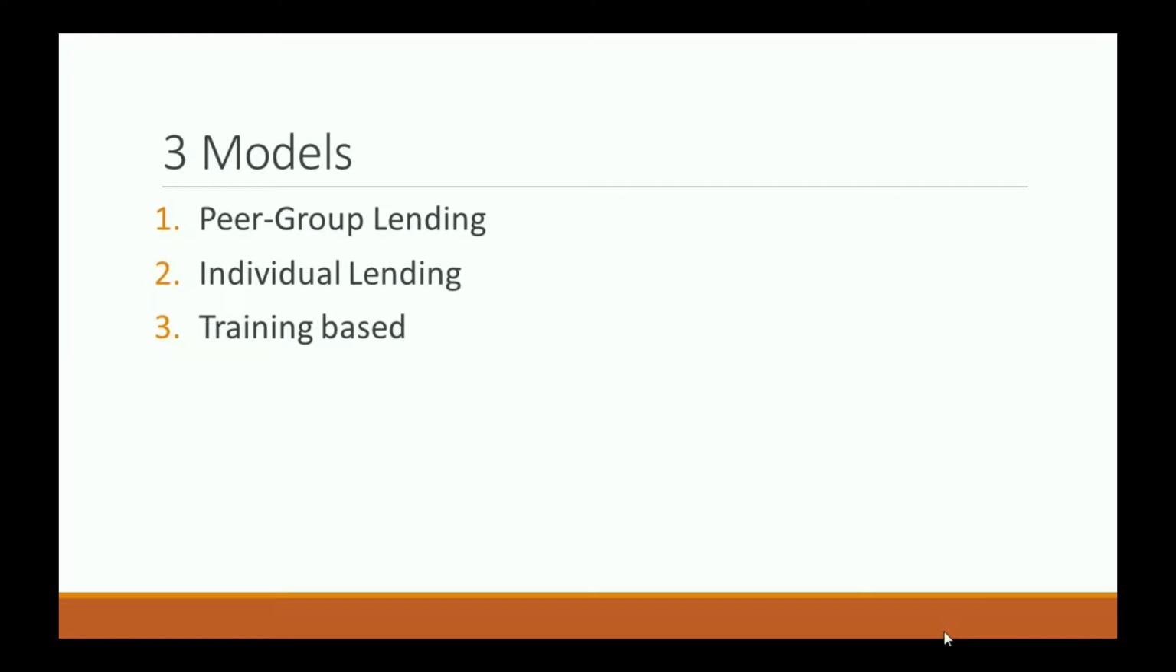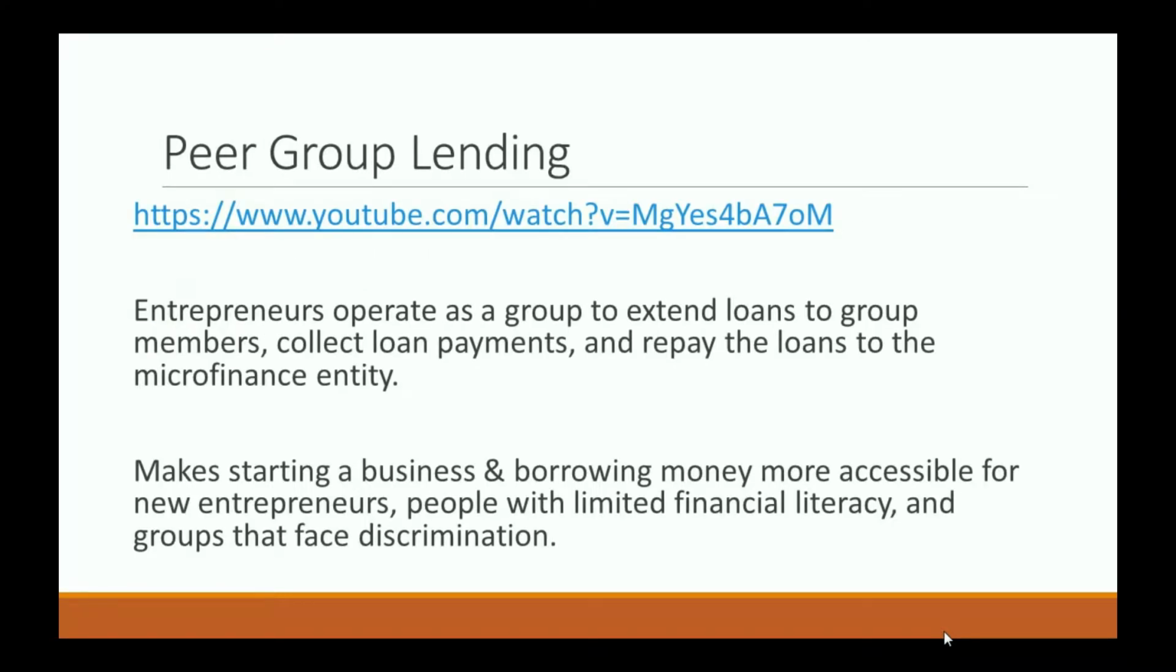There are three models. There's the peer group lending model, the individual lending model, and the training-based model. We're going to go through each one individually. First up, we have the peer group lending model.